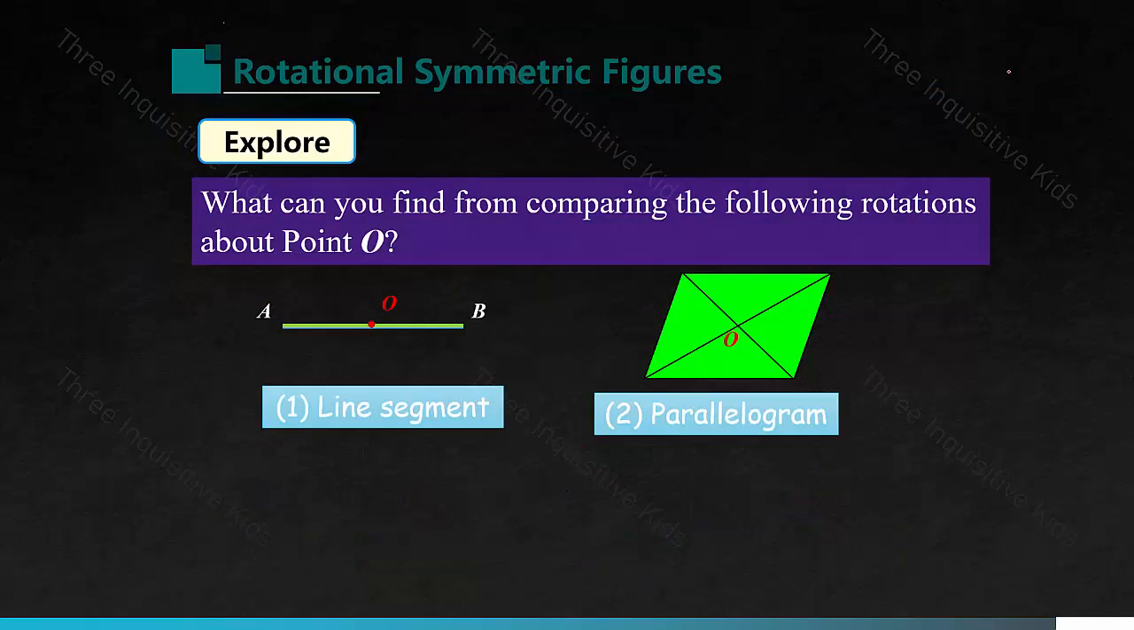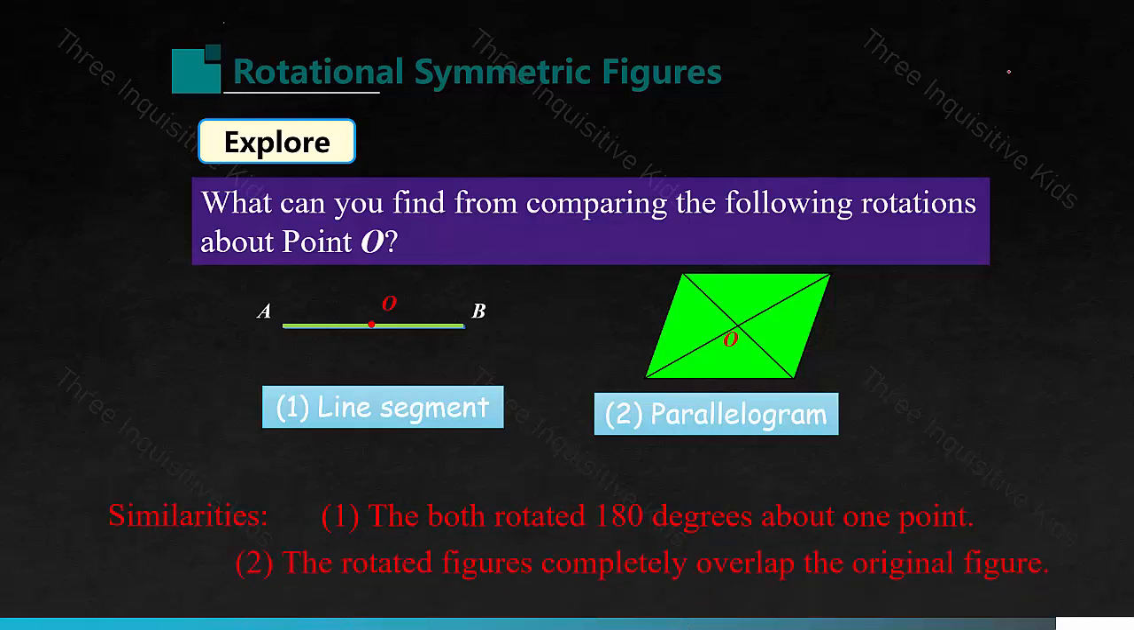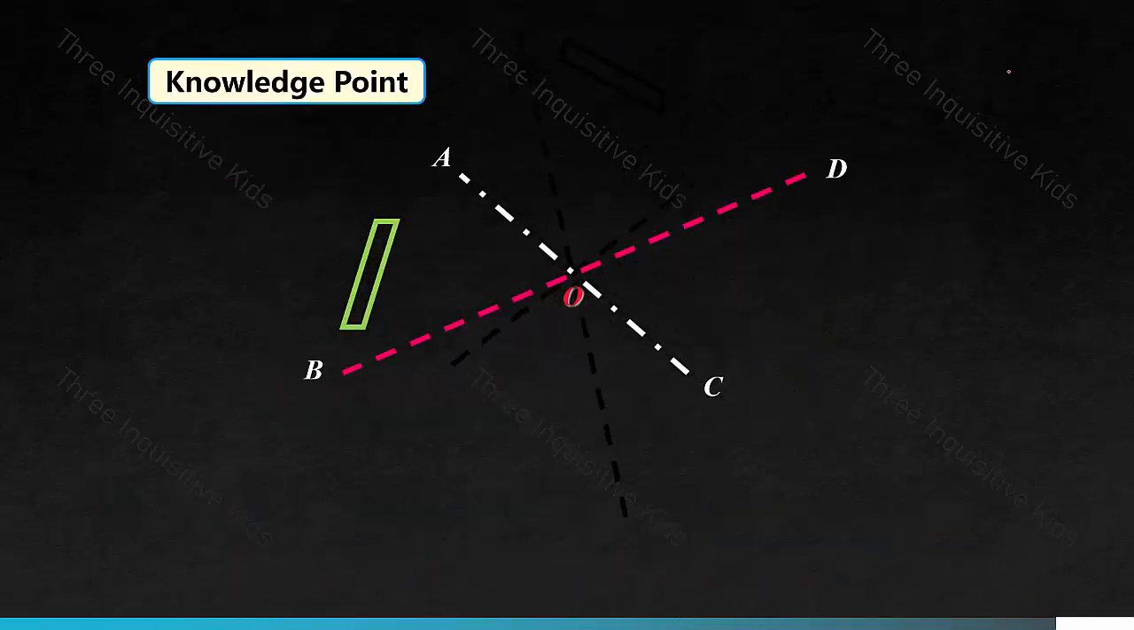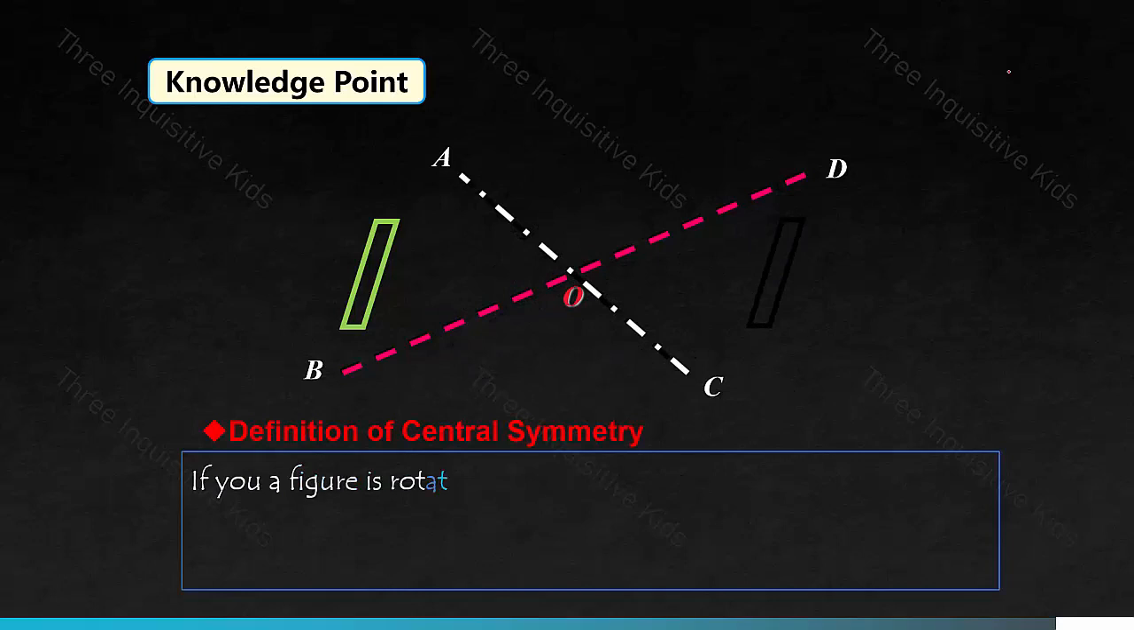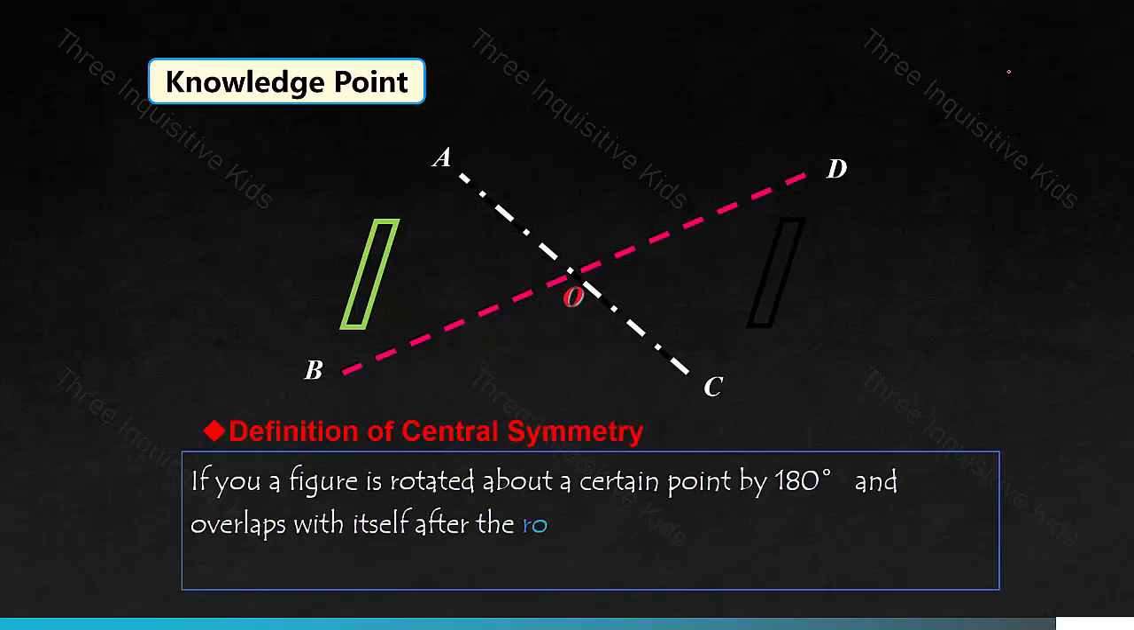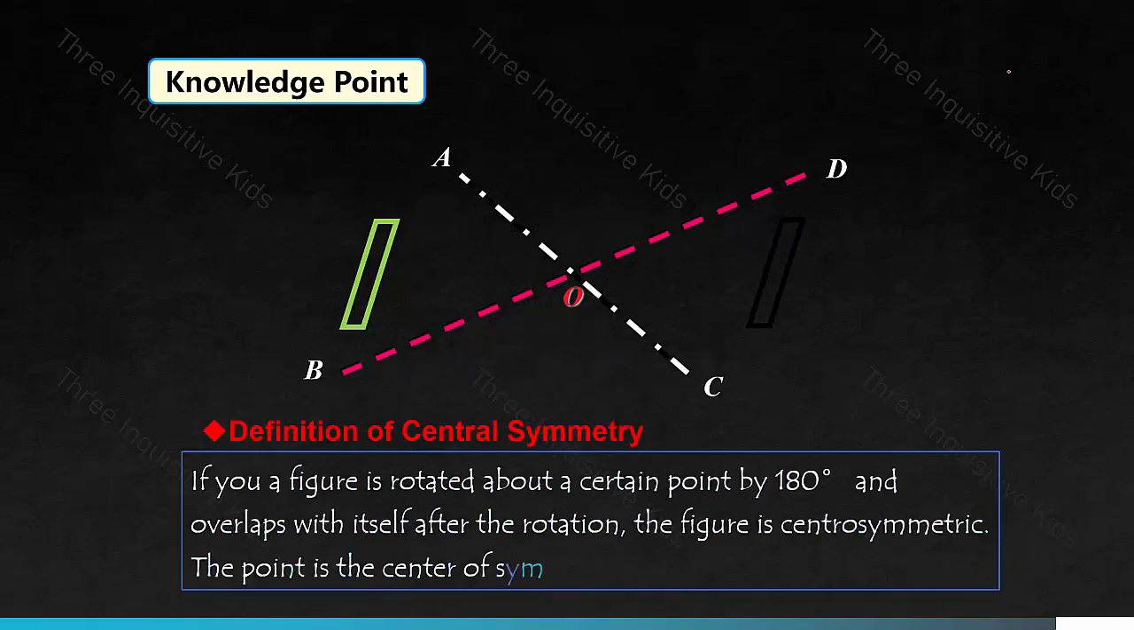What can you find from comparing the following rotations about point O? Here is the line segment, and here is the parallelogram. Well, they both rotated 180 degrees about the center, which is point O, and the rotated figures completely overlap the original figure. If a figure is rotated about a certain point by 180 degrees and overlaps with itself after the rotation, then the figure is central symmetric, and the point is the center of symmetry.